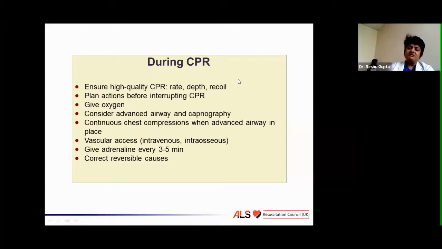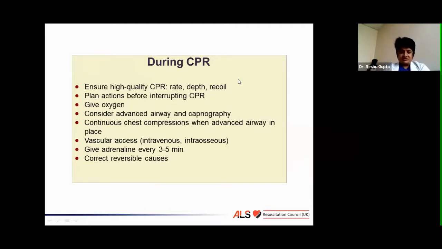But when the advanced airway is in situ, you continue the compressions and the breaths are given around 6 to 8 every minute. So that is not coordinated. The airway person will be giving breaths around 6 to 8 in a minute, and the compressions will go on at a rate of 100 to 120.